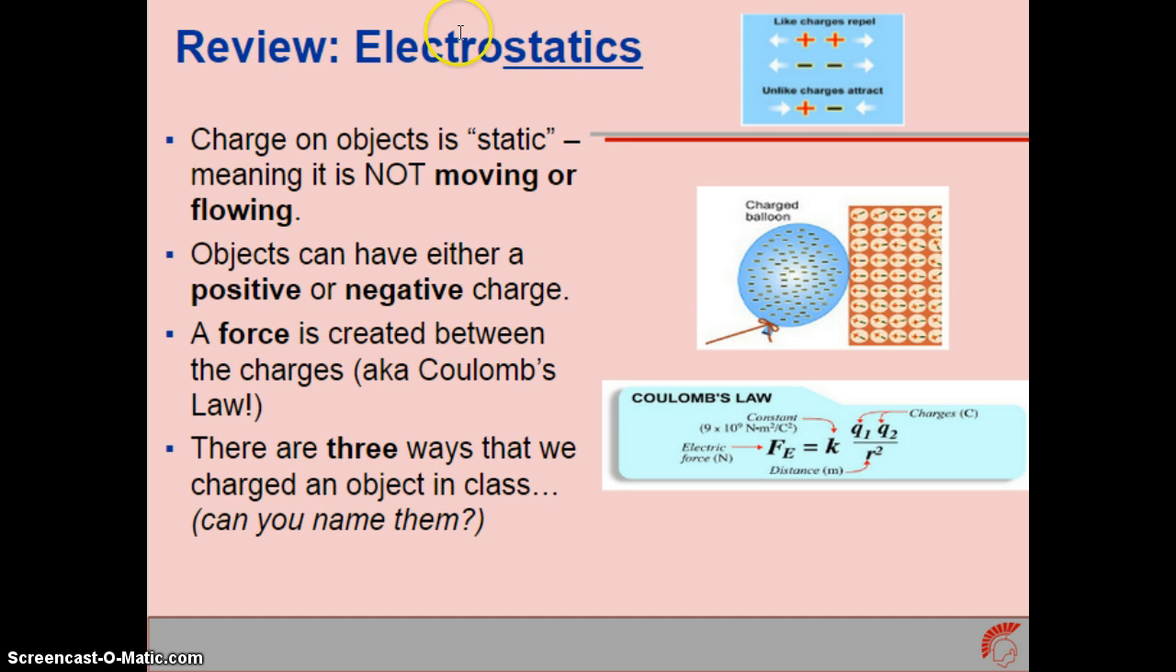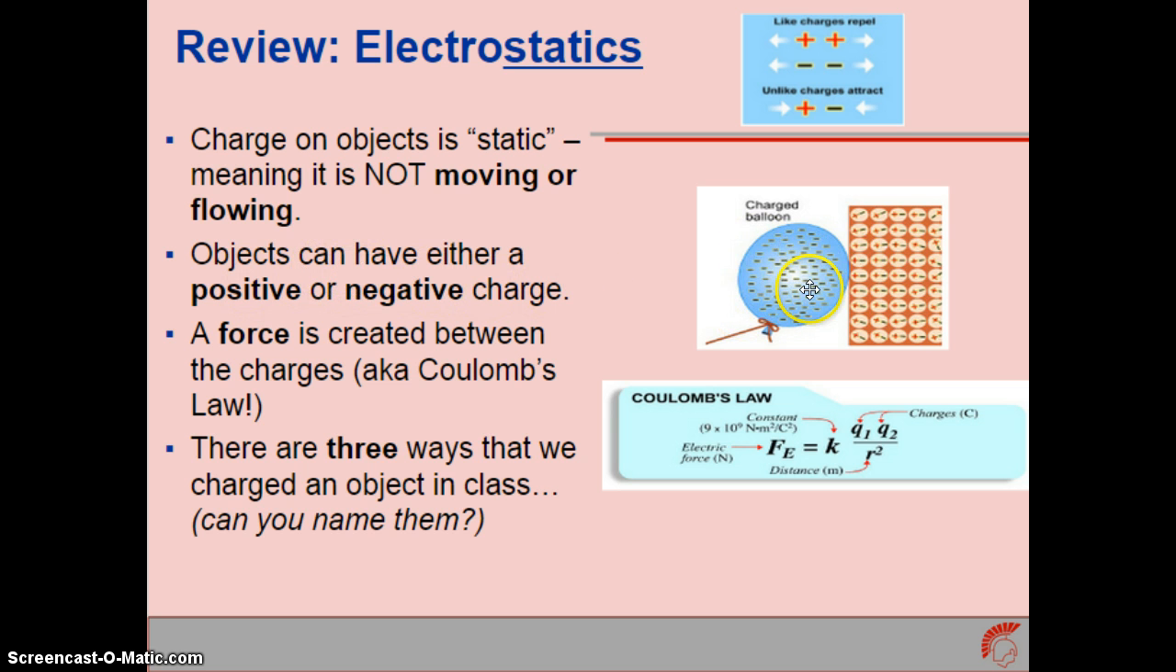If we review electrostatics, electrostatics was involving charges that were not moving, right? So it's going to be different now as we study electricity. But charge on an object that is static means it is not moving. And we said that they're either positive or negative, and that dictates the direction of the forces that are acting, right? Likes repel and opposites attract. So these objects have either positive or negative charge.